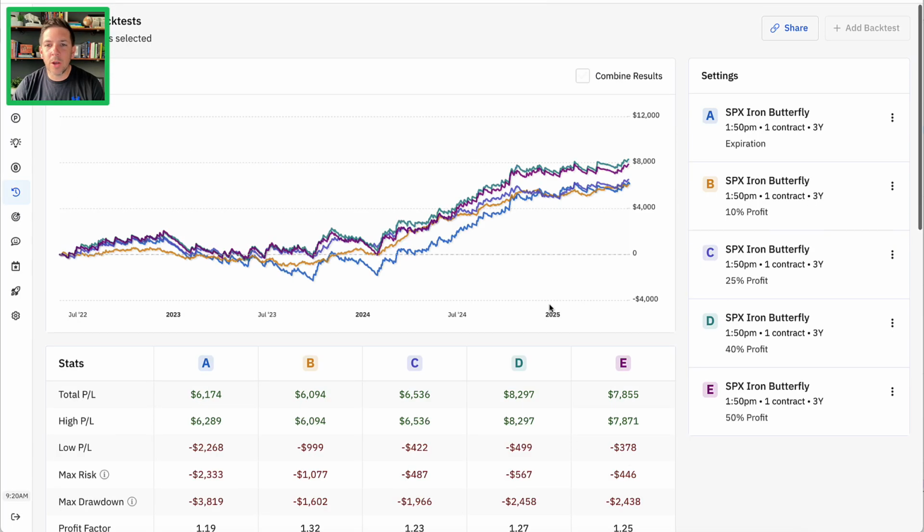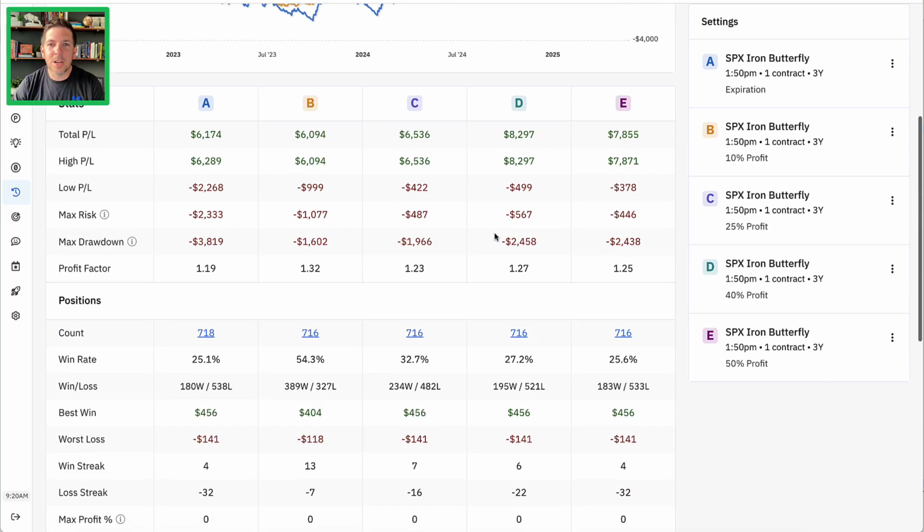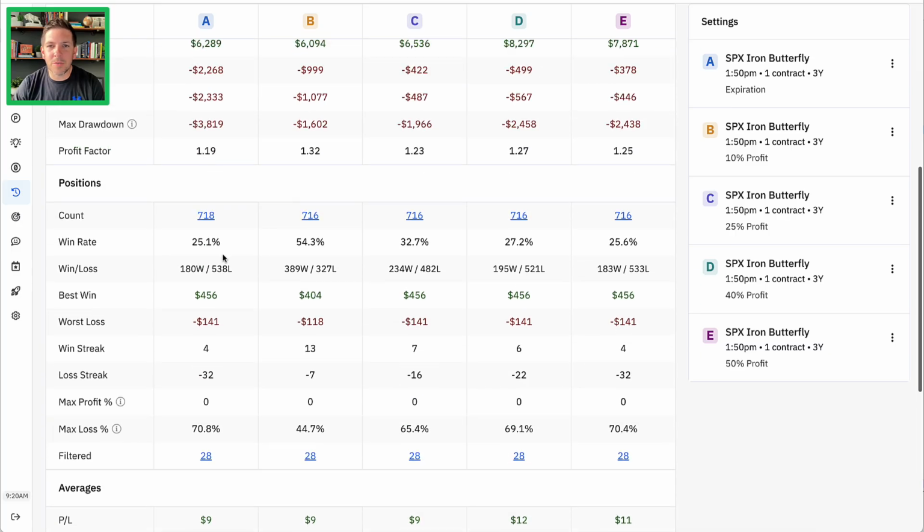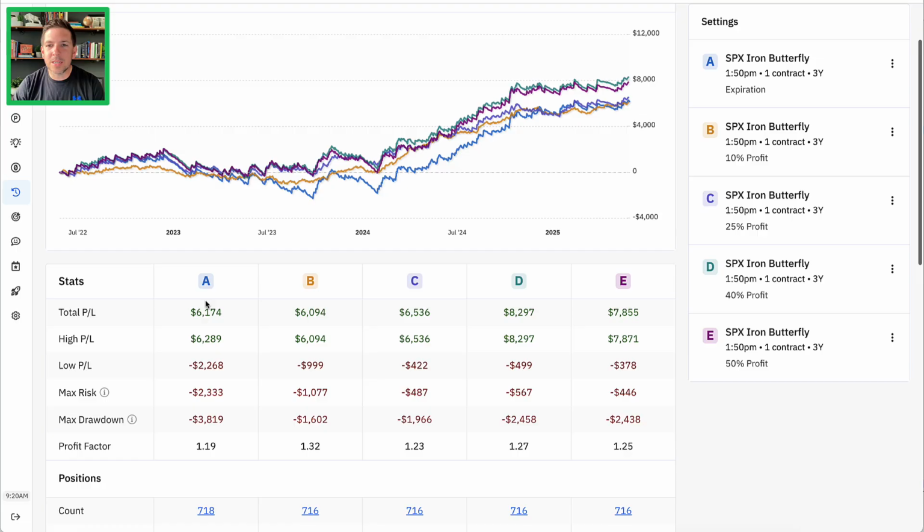But let's test one more scenario. Now, by the way, just so you guys know, I'm going to get rid of the expiration in this example. So I'm going to dump the expiration one because we do have other ones that are very much the same and similar, just because we can only fit so many strategies in a compare. But just remember, it's about 25% win rate here, about $6,000.